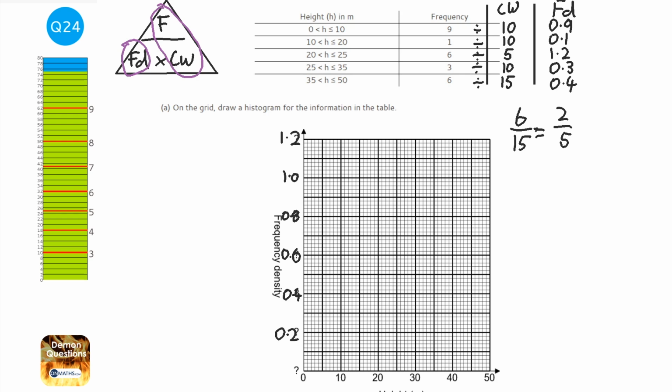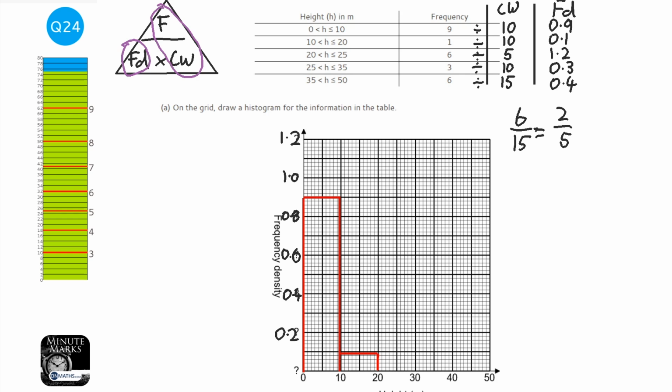Okay, now next thing I want to draw the bars. So our first bar is 0.9 high and it's 0 to 10, so we want 0.9 high, which will be here, and 0 to 10. Okay, next one is 10 to 20 and it's 0.1, so it'd be down here. I'm not going to get these exact, but with your one it's a bit easier to get exact.